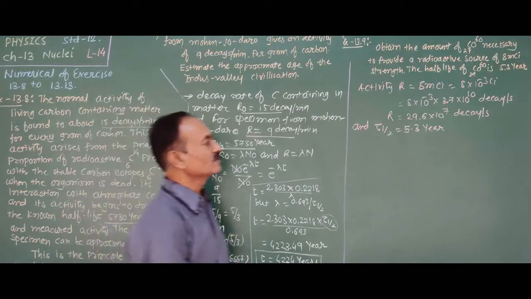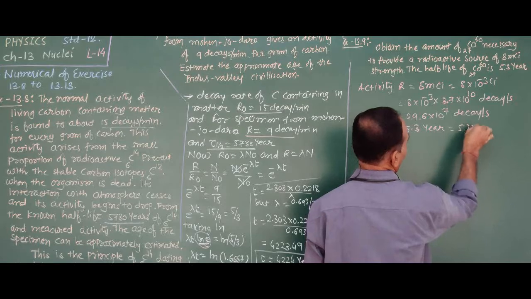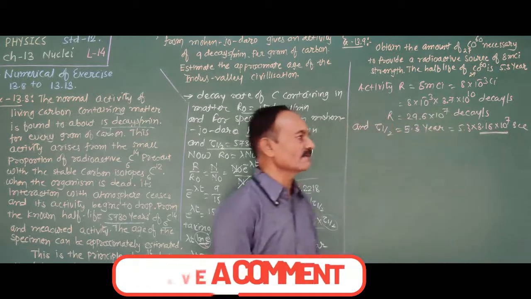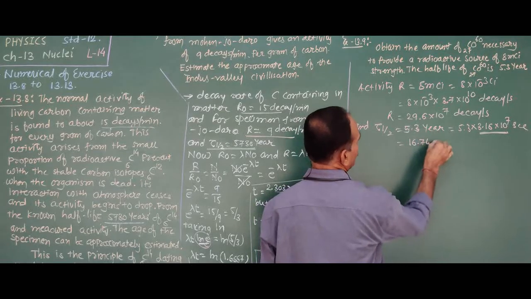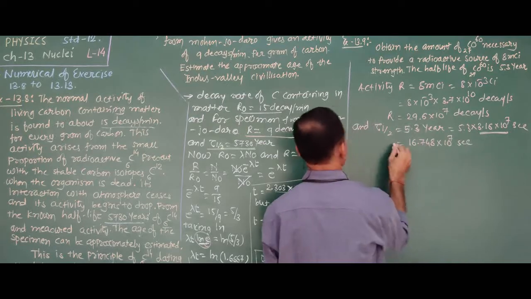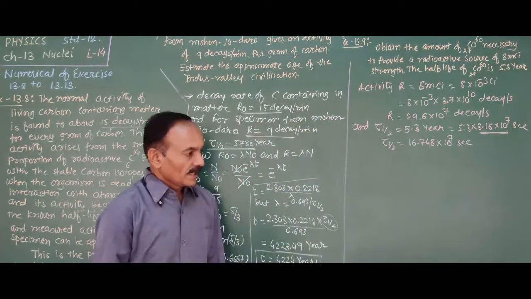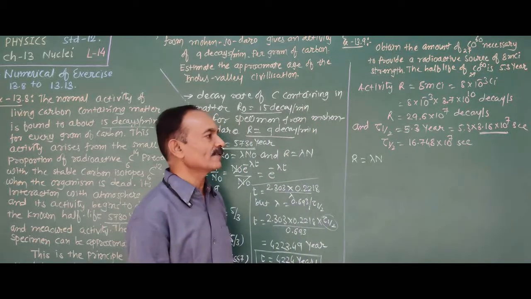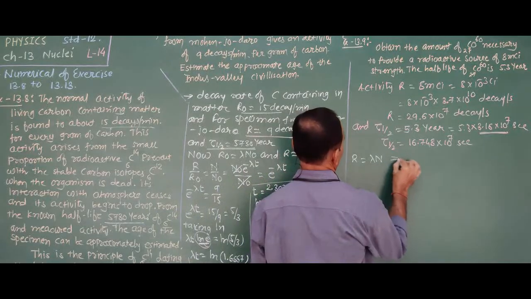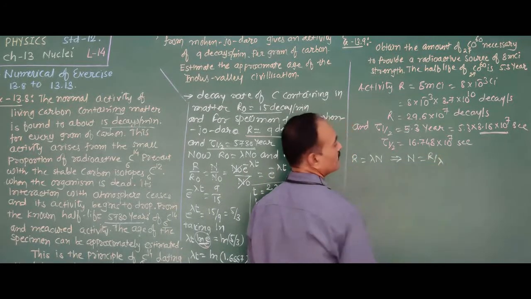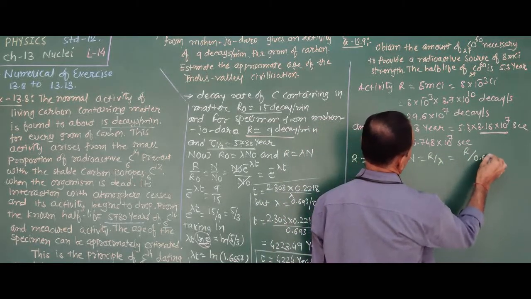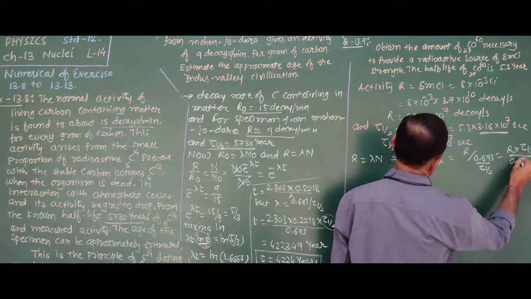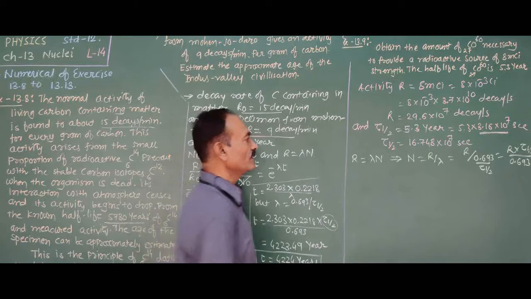Converting 5.3 years into seconds: 5.3 into 3.16 into 10 to the power 7 seconds, since 1 year is equal to 3.16 into 10 to the power 7 seconds. Therefore 16.748 into 10 to the power 7 seconds. That is the tau half in seconds. Now we know that R is equal to lambda N, where lambda is 0.693 upon tau half. Therefore, we require N. N is equal to R by lambda, which is R into tau half upon 0.693. Substitute the values to obtain N.